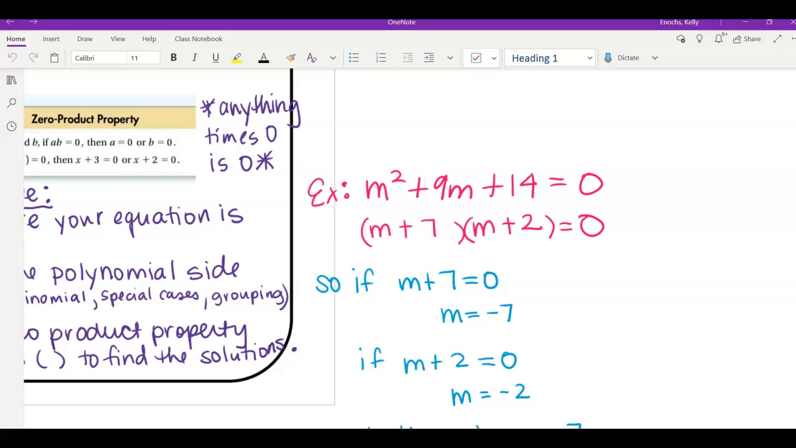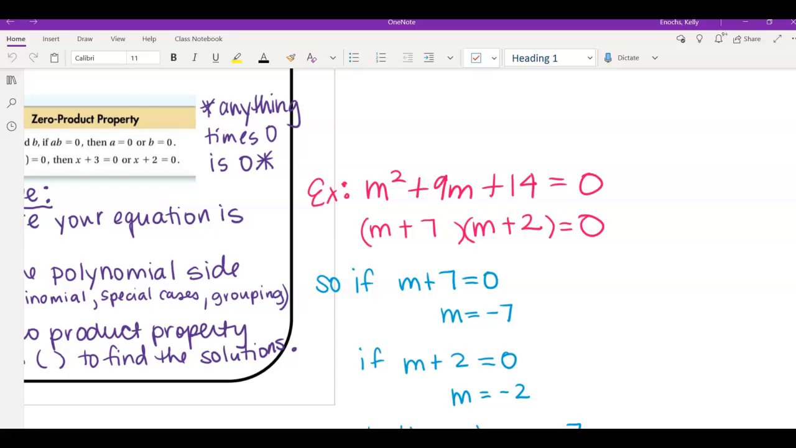So here's our example. If we start out with m squared plus 9m plus 14 equals 0, I'm going to first factor the m squared plus 9m plus 14. So I'm going to think to myself, okay, what are two numbers that multiply to 14 and add to 9? That's going to be 7 and 2. So that left side becomes (m plus 7)(m plus 2) equals 0. That tells me that if either the first parentheses or the second parentheses equals 0, the whole thing will be equal to 0. So I want to go through and set each parentheses equal to 0.